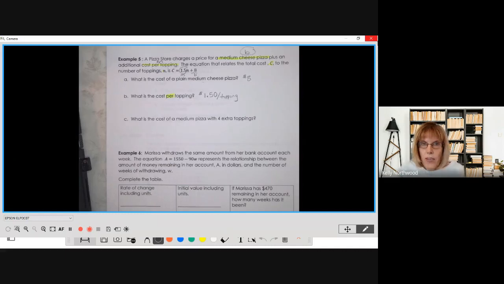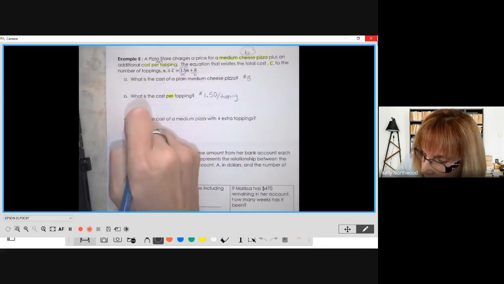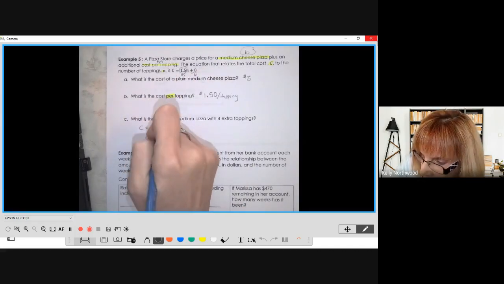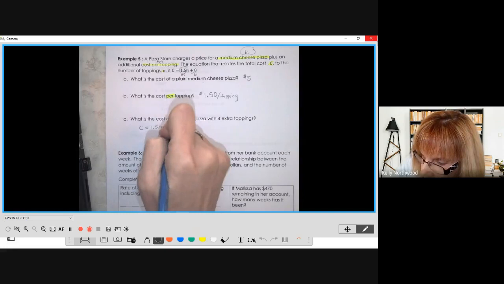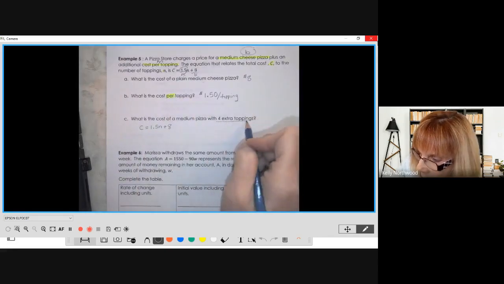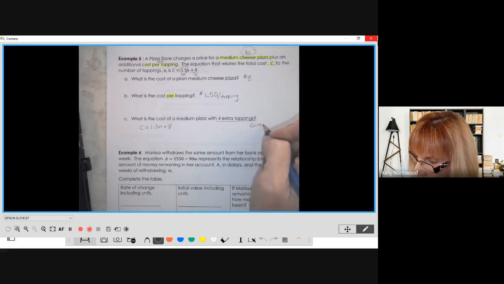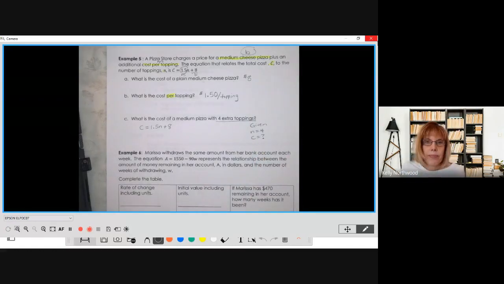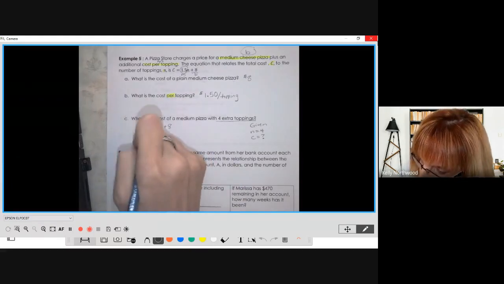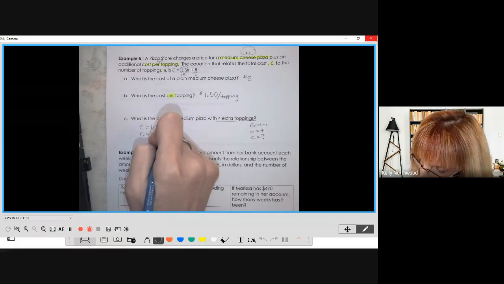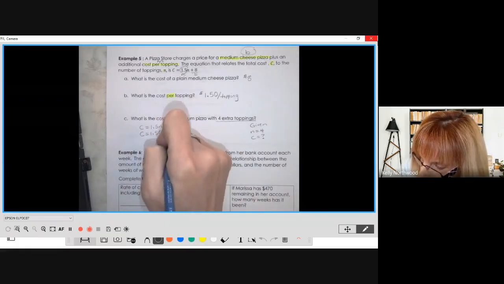And then what is the cost of a medium pizza with 4 extra toppings? So in this case, they gave us the formula for the equation, and they're giving us the number of toppings. So they're giving us N equals 4 and asking us what C is. What's the cost of a pizza with 4 extra toppings? So we can just use our formula and sub in 4 for N.